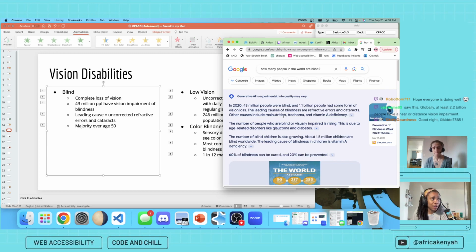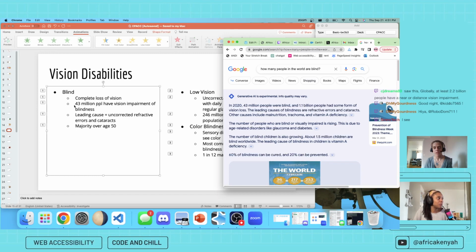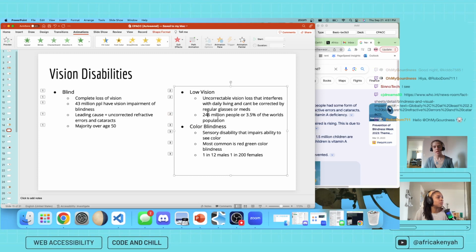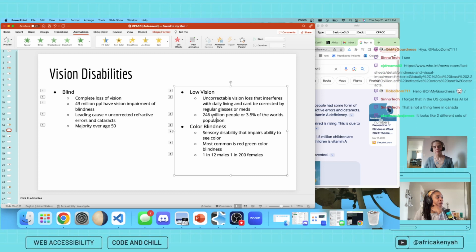Well, according to Google's AI, 1.1 billion people have some form of vision loss. So who's right? We can't trust AI. Oh no, this is blindness, so 3.5% of the world's population actually has low vision. I mean, that may include people even if you can correct it.